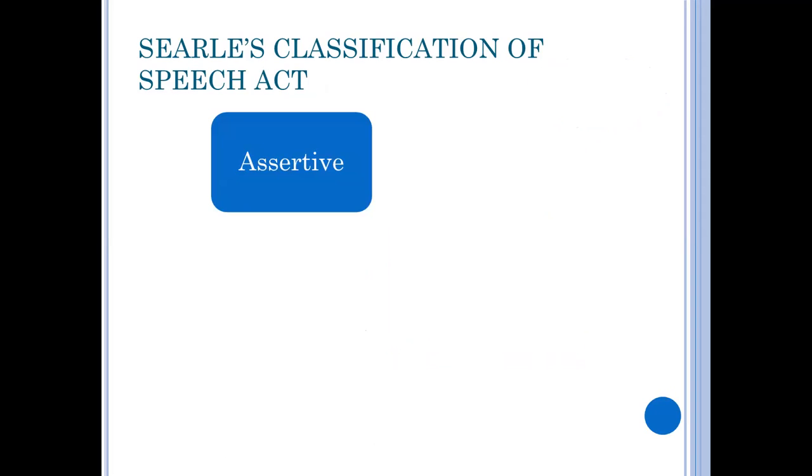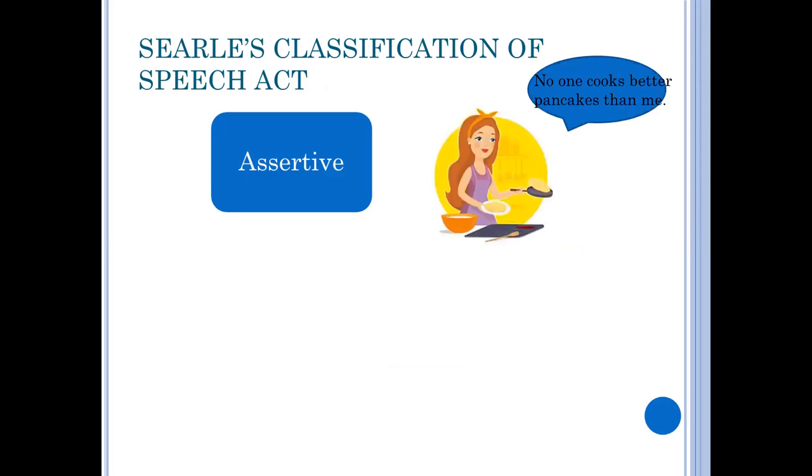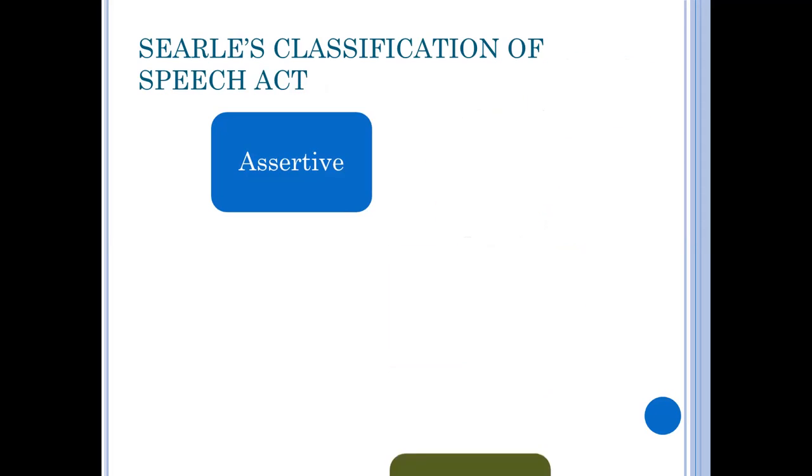Assertive is a type of illocutionary act in which the speaker expresses belief in the truth of a proposition. Some examples of an assertive act are suggesting, putting forward, swearing, boasting, and concluding. One example for assertive is "No one cooks better pancakes than me." We could see that the speaker expresses belief about the truth of a proposition, and she is concluding that she cooks better than anyone else. So that is an assertive type of speech act.